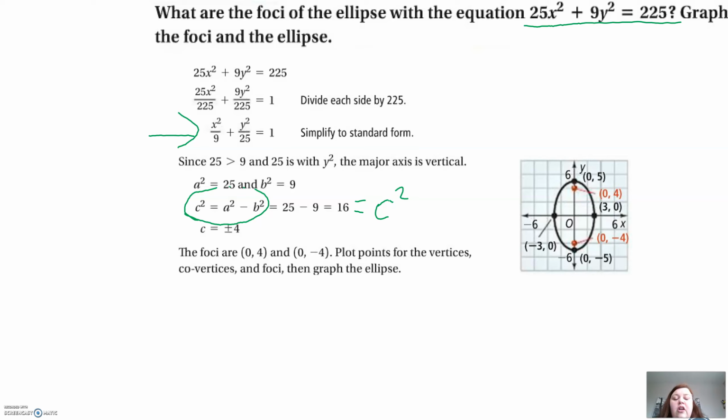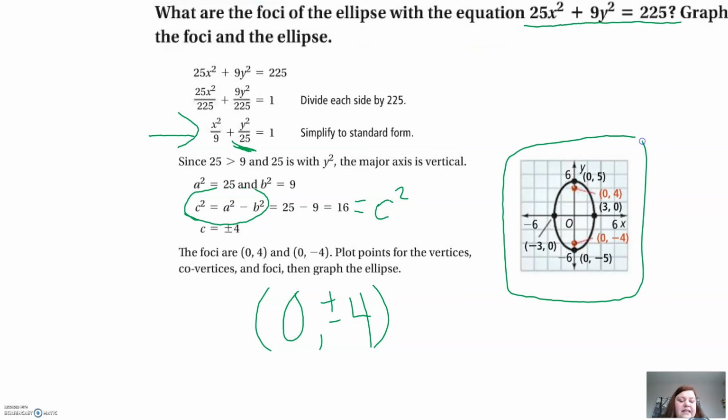Now notice the largest number was underneath y. So that means our c value is going to go in for y. In other words, x is 0. So 0, plus or minus 4. That would be the points of the foci. And then over here on the right is a graph of this. And notice those foci, the ones in red, are on the major axis. That should always happen.